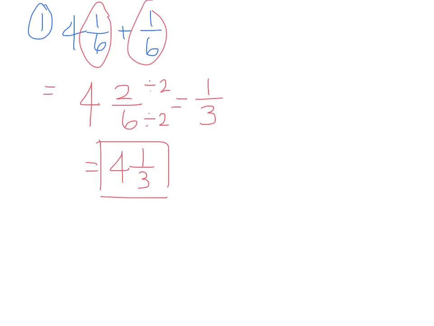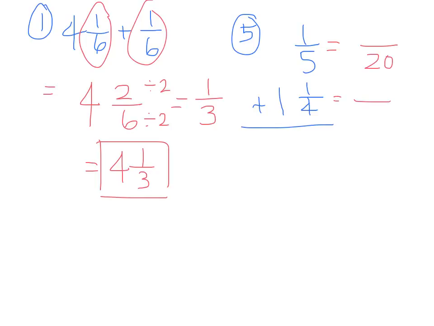Okay? Let's try one where they don't have the same denominator, like number 5. Okay, number 5, we have 1/5 plus 1 and 1/4. So are they multiples of one another, 4 and 5? No, they're not. Okay, so we need to multiply those two together, 5 and 4, which gives us 20. So my new denominator is 20ths.